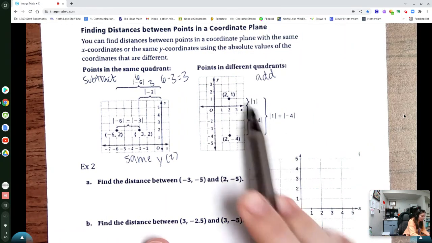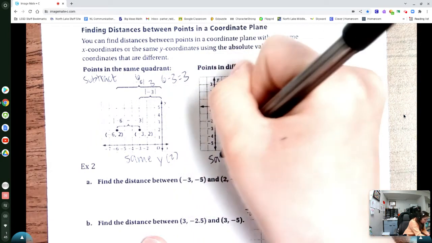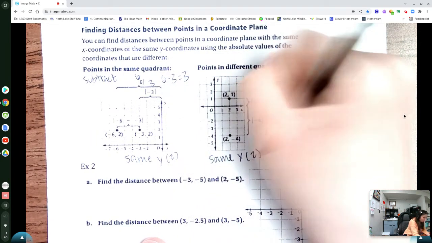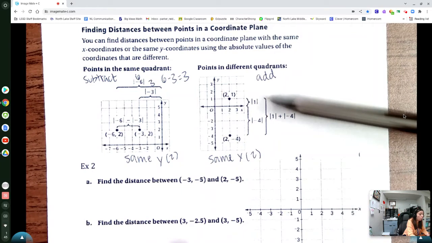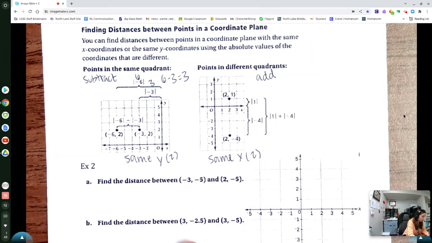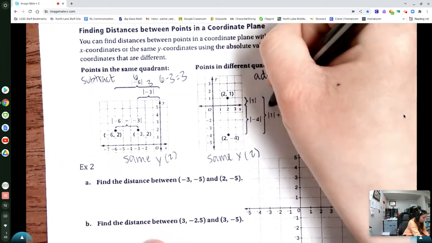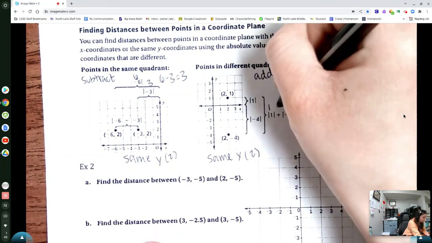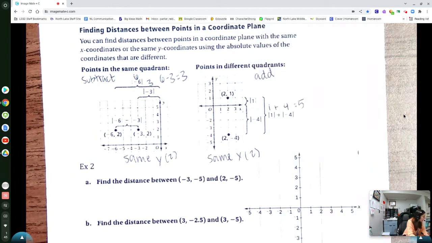So we can see here we have the same x value of 2. So I'm going to take the absolute values of the y value. So absolute value of 1 and absolute value of 4. And I'm going to add them because they're in different quadrants. So absolute value of 1 is 1. Absolute value of negative 4 is 4. 1 plus 4, we get a distance of 5.